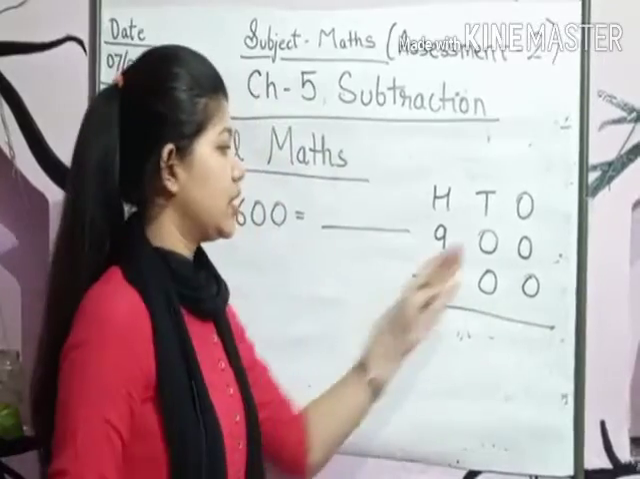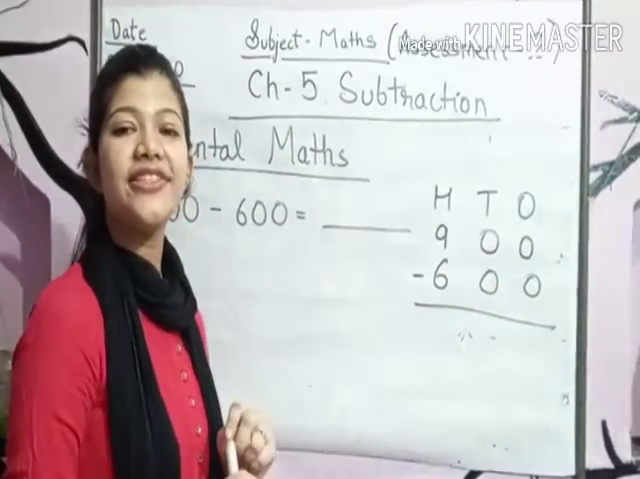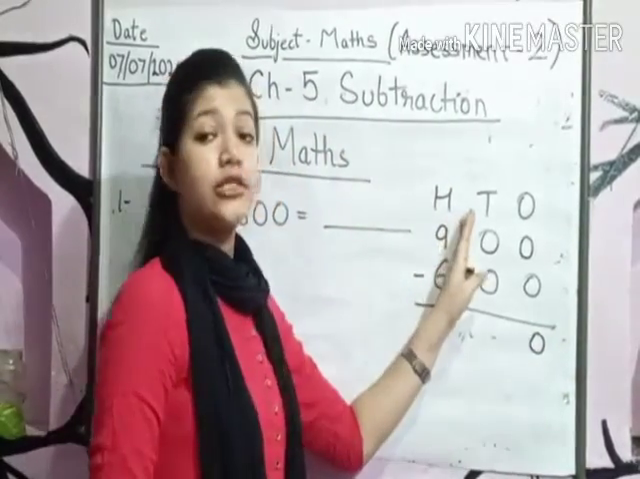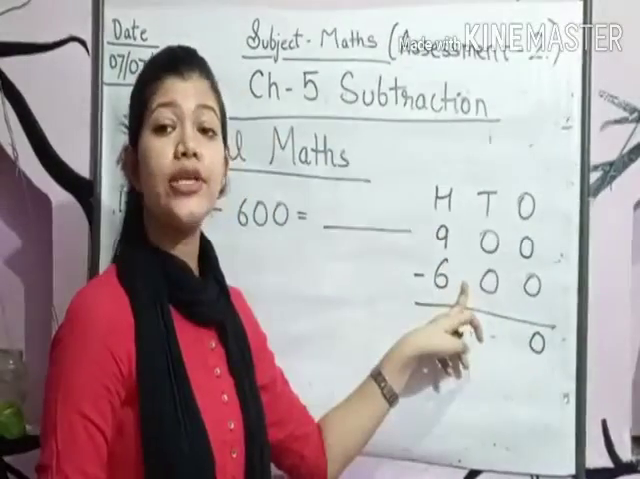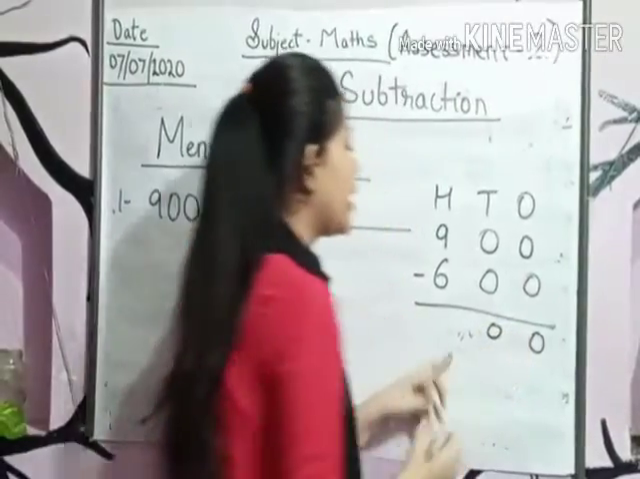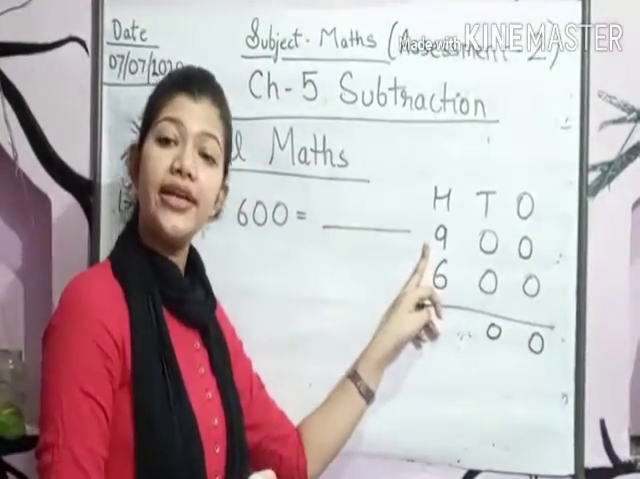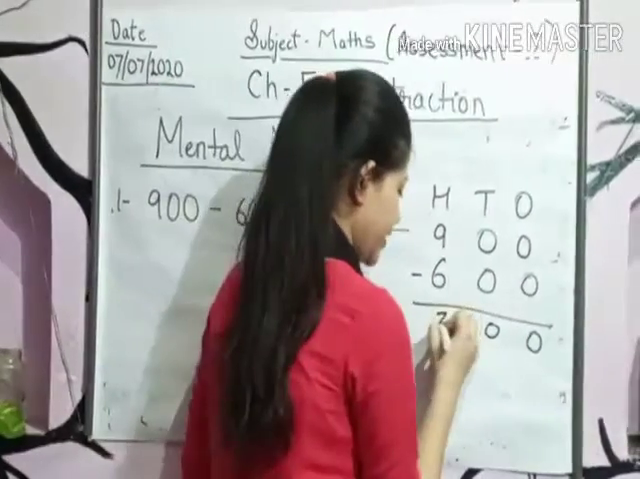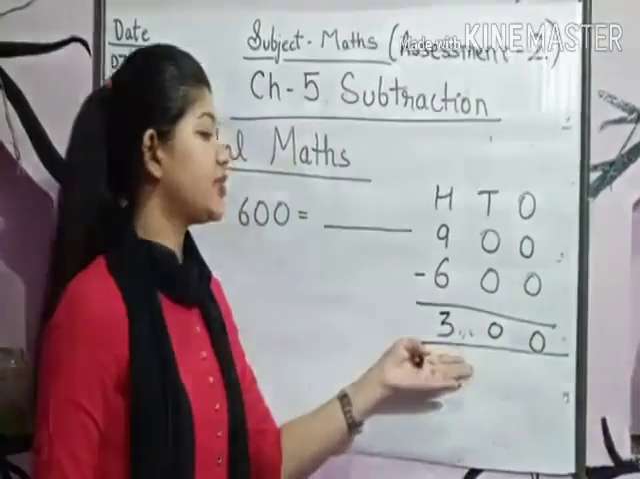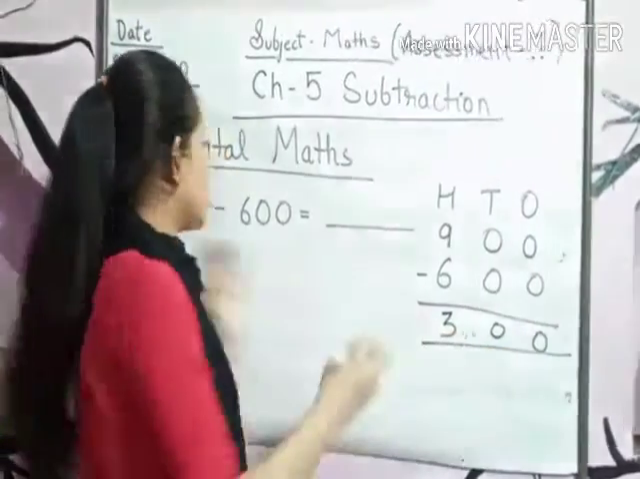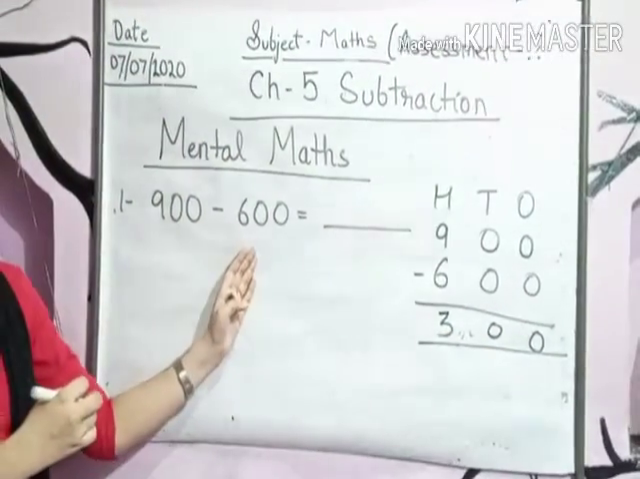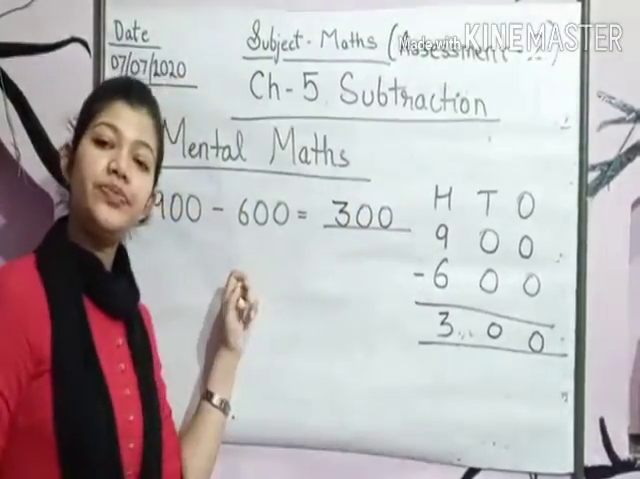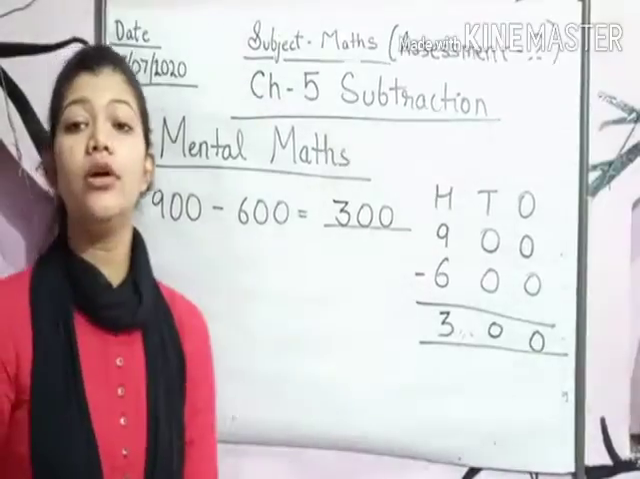Now let's subtract. 0 minus 0 is equal to 0, so we write 0. Let's come to the tens column. 0 minus 0 is again 0. Now the hundreds column. 9 minus 6 is equal to 3. So what did we get as the answer? 300. So 900 minus 600 is equal to 300. Clear? Now let's come to question number 2.